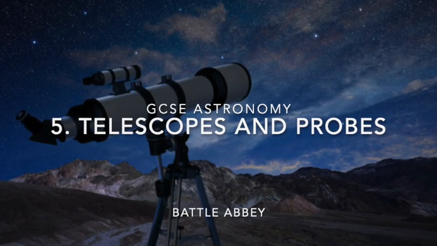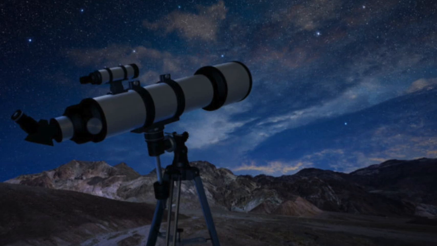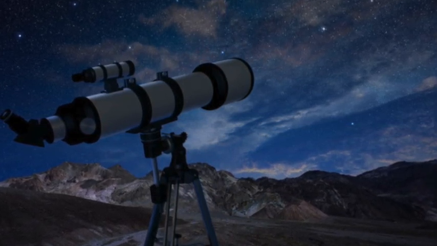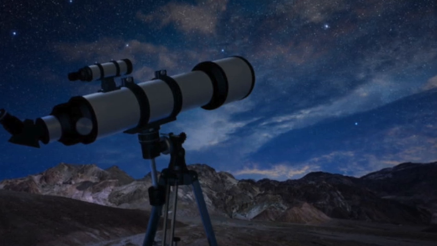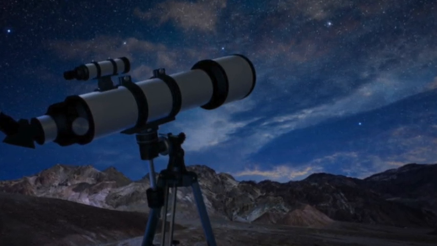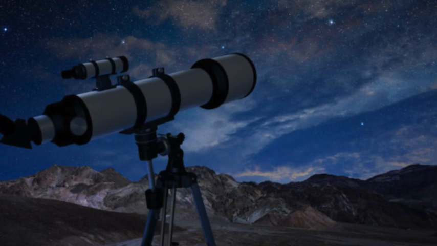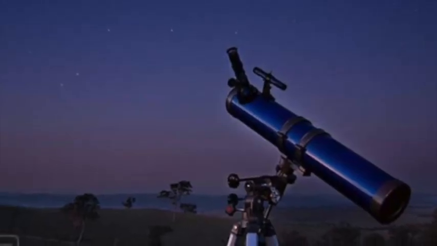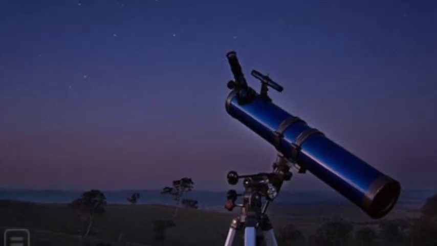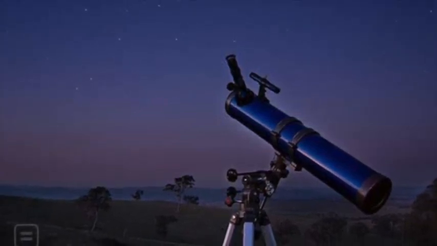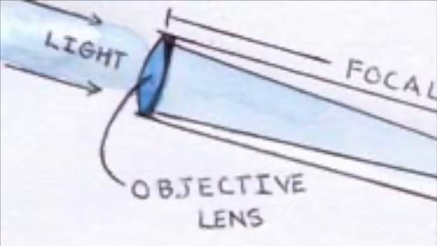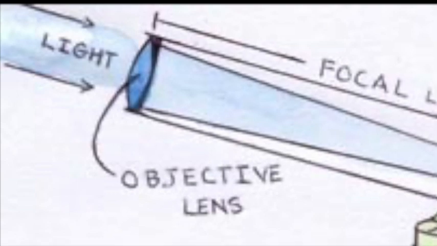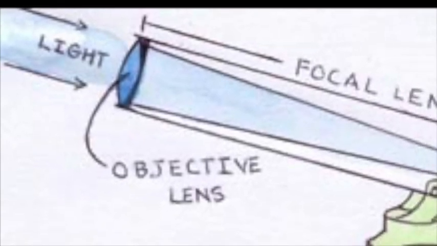There are two basic types of telescope, refractors and reflectors. The one I'm looking at now is a refracting telescope, which uses a convex or converging lens to capture and focus light. Whereas on the right, we have a reflecting telescope using a parabolic, concave or converging mirror to capture and focus light.